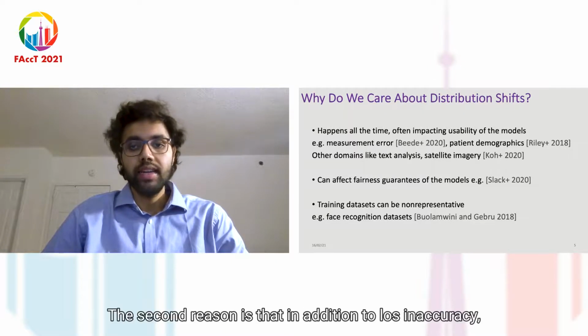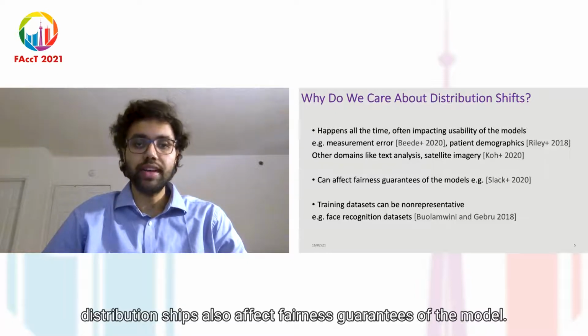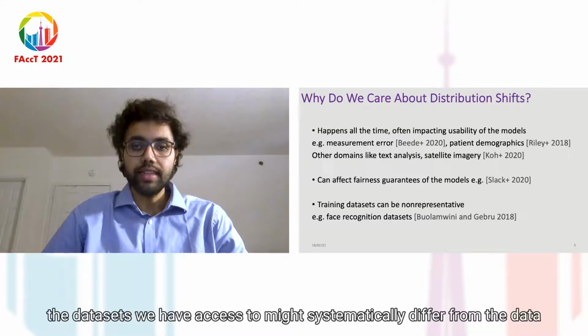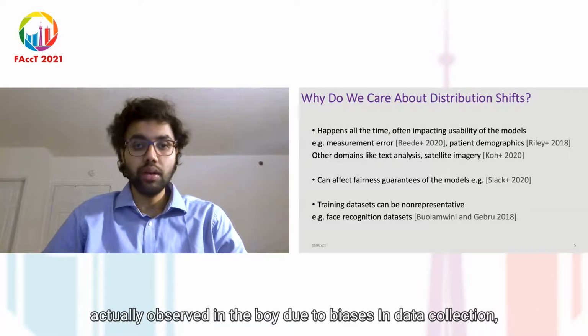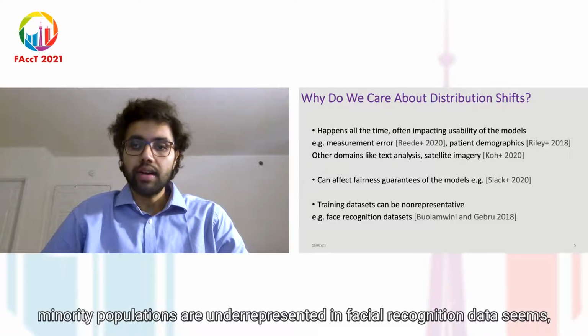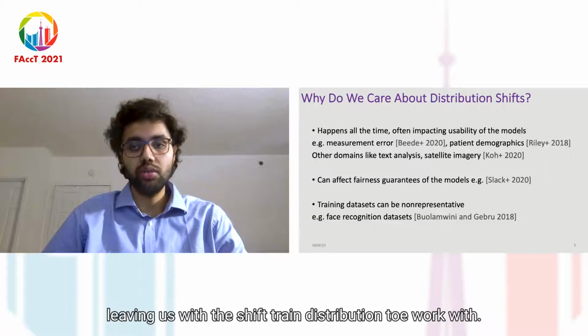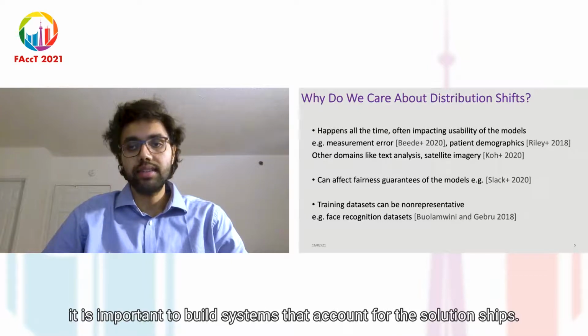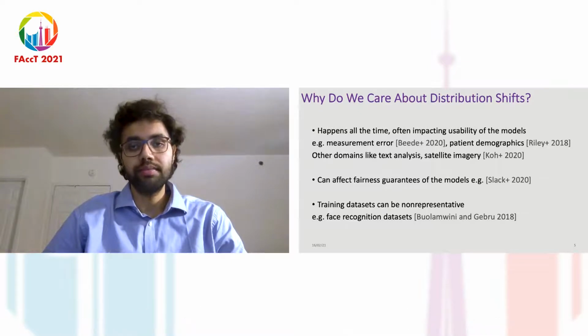Similarly, examples of shifts can be found in a variety of domains ranging from text analysis to satellite imagery. The second reason is that in addition to loss in accuracy, distribution shifts also affect fairness guarantees of the model. Lastly, the datasets we have access to might systematically differ from the data actually observed in the world due to biases in data collection. For example, minority populations are underrepresented in facial recognition datasets, leaving us with a shifted train distribution to work with. For these reasons, it is important to build systems that account for distribution shifts.